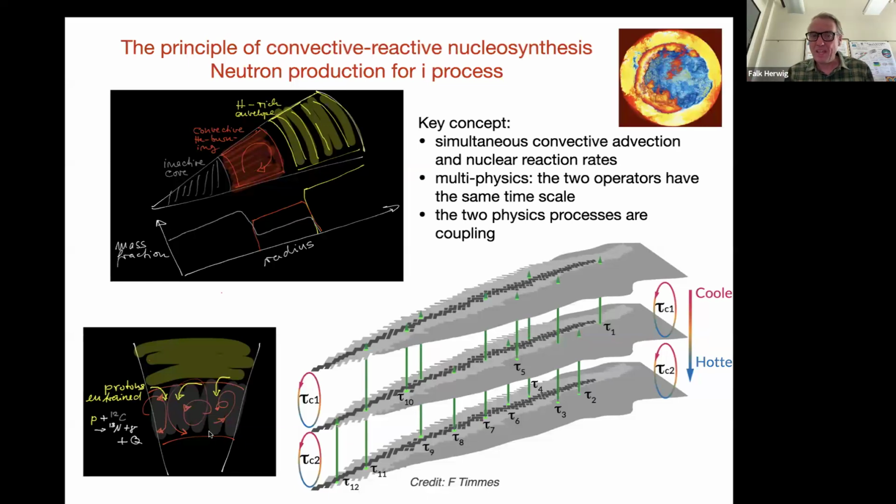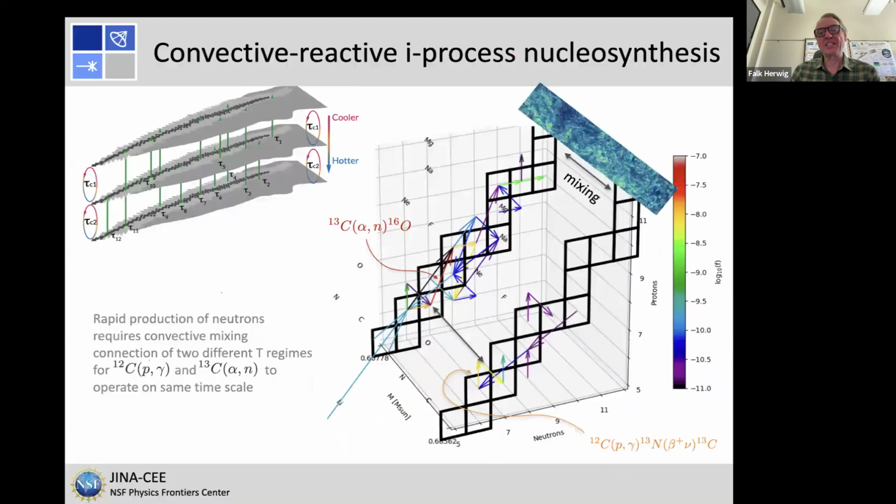I mentioned before. So it is this dynamic nucleosynthesis on a convective, where convection and reactions are interacting, where we can create a combination of producing the carbon-13 very rapidly and releasing the neutrons much faster than an s process, but much slower than in an r process.